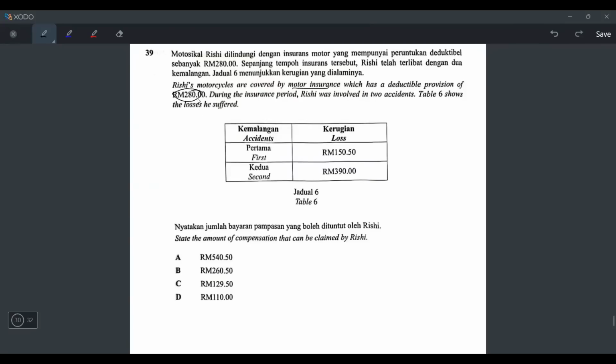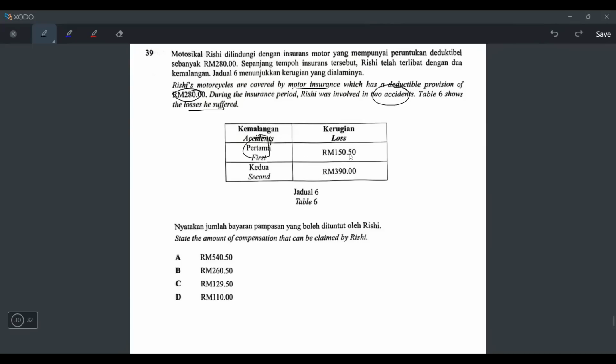So deductible is the money that you have to pay yourself if something bad happened, that you have to pay first. And then the extra, the insurance company pays. It means you have to pay 280 first, and then if there is more loss, the insurance company will pay. During the insurance period, Rishi was involved in 2 accidents. Table 6 shows the loss he suffered. So for the first accident, the loss he has to bear is this one. And then the second accident, this one is the loss. And then it says state the amount of compensation that can be claimed by Rishi.